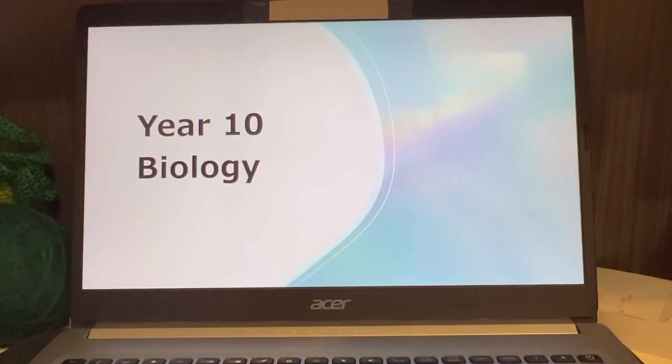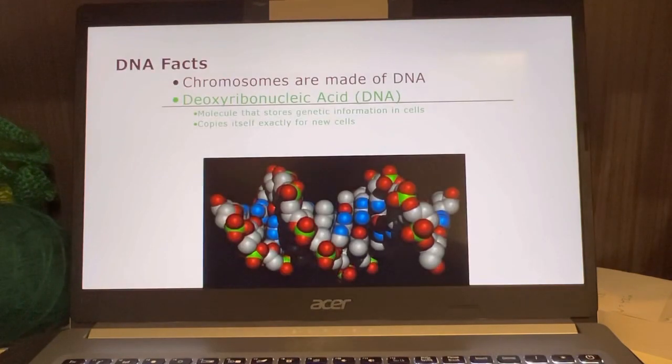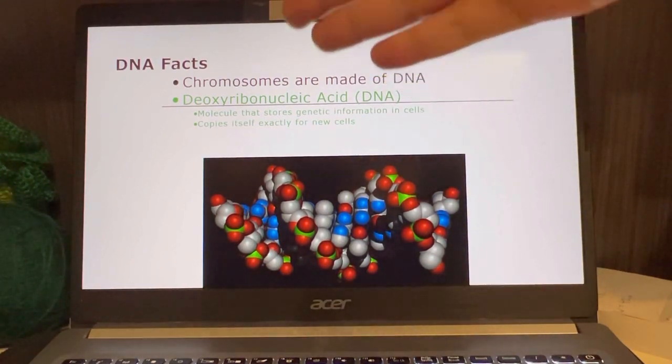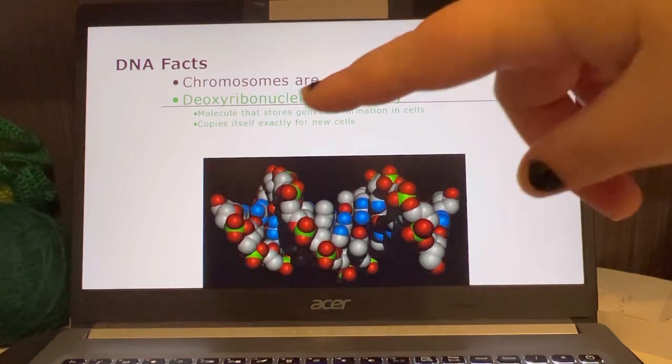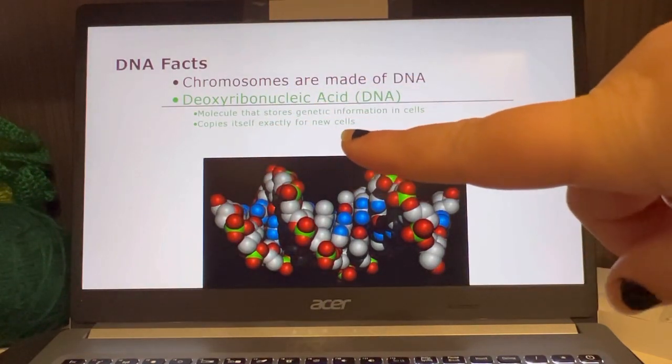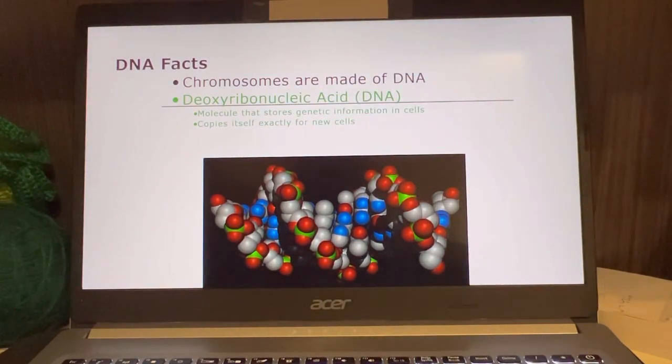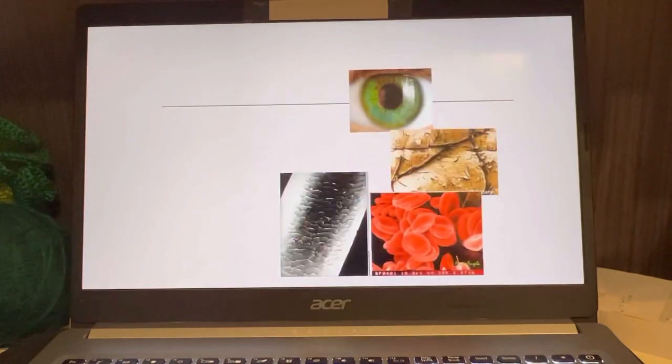Right, year 10 biology, let's go. Alright, so starting off with DNA. Couple of fun facts. Chromosomes are made out of DNA. DNA stands for deoxyribonucleic acid. This molecule stores genetic information in cells and copies itself exactly for new cells.